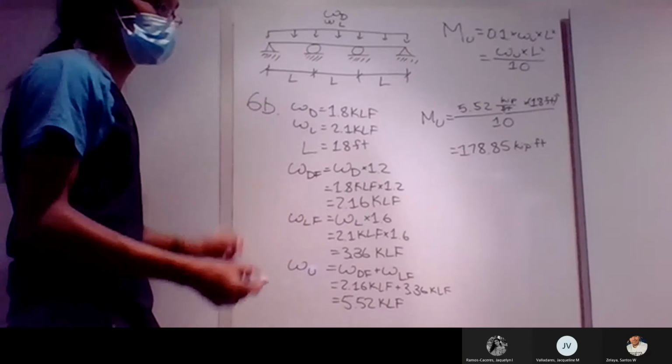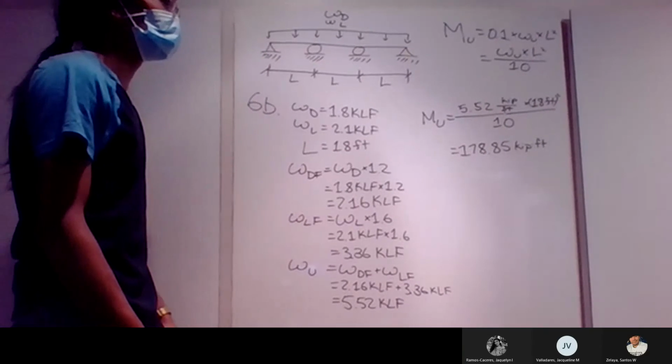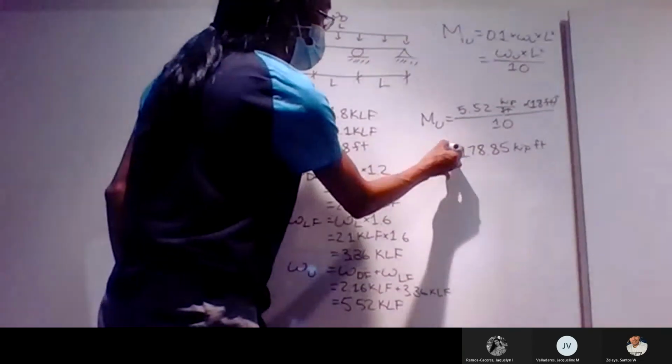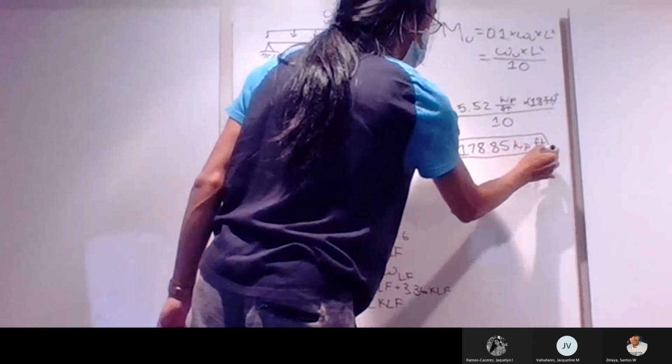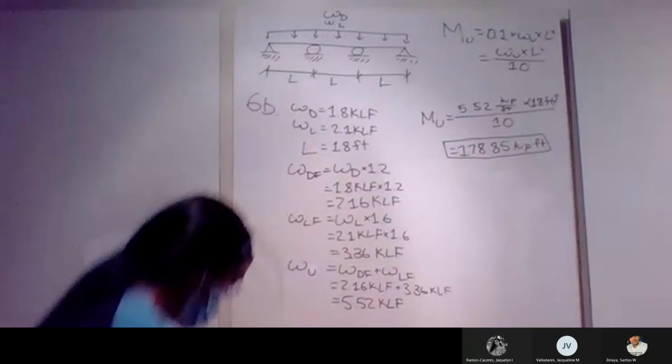Actually, 178.85 kip feet. 1 unit of kips and 1 unit of feet. And that's the ultimate moment.